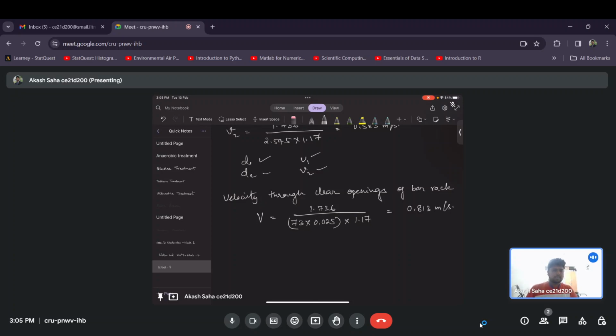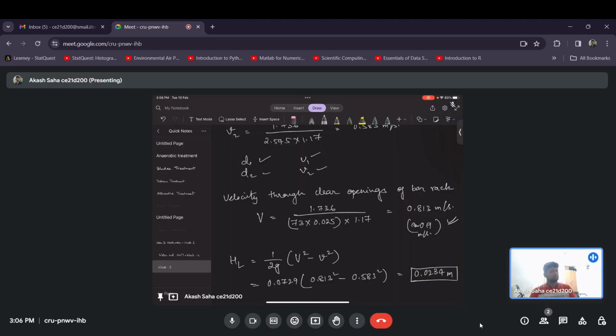In the first case, I assumed it to be 0.9. So it is approximately 0.9 meter per second, so it is almost correct. What will be my head loss? My head loss will be 1 by 2g into (V square minus small v square). So 0.079 into (0.813 square minus V2 square, 0.583 square). I will get 0.0234 meter. So this is my head loss. In this way I can clearly solve this problem.